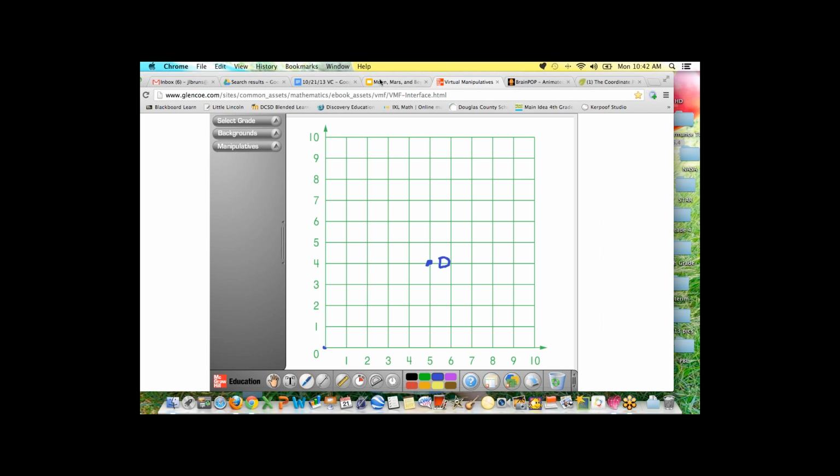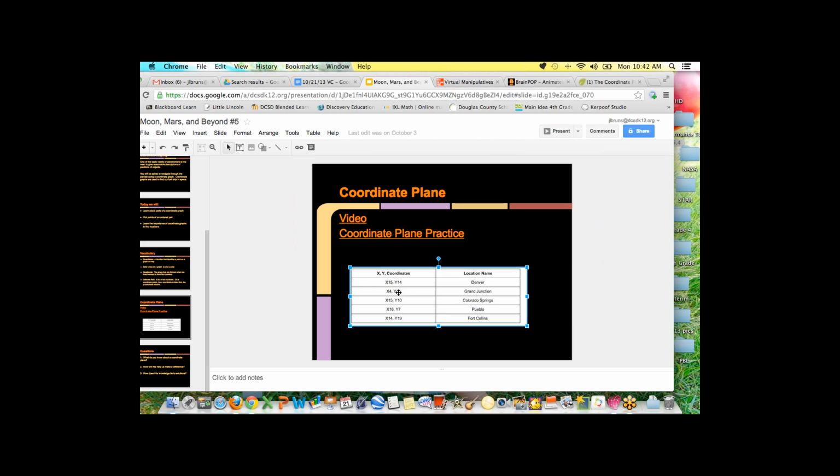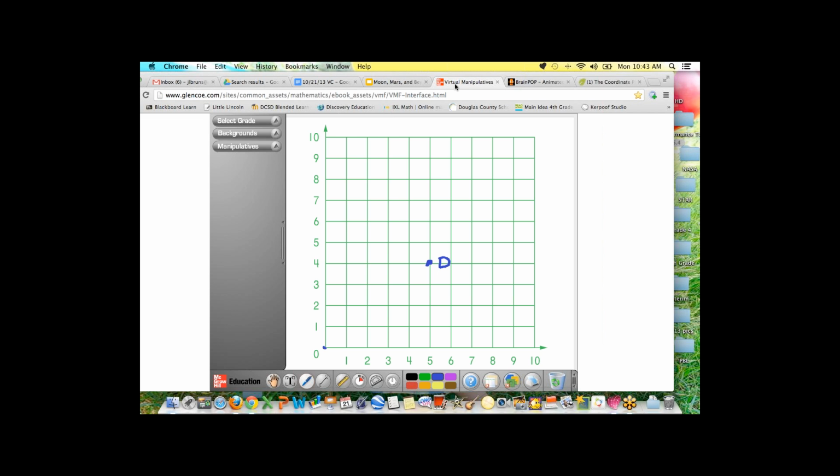Okay, so here we go. I'm going to count, change my color. You always start at 0, 0. Here is 0, 0. Okay, so 1, 2, 3, 4, 5, and then up 4. 1, 2, 3, 4. Put a mark right here, and I'm going to label this as Denver. Okay, D for Denver.